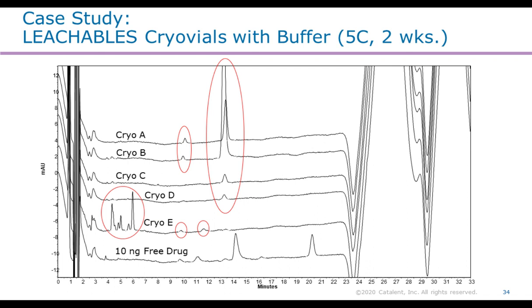The overlays on this slide show moderate leachable conditions from buffer in cryovials after 2 weeks at 5 degrees Celsius. 5C is a typical short-term storage condition for biologics. Here we see that cryo A and B show similar leachable conditions as the -80 in the previous slide. Cryo C and D show small peaks corresponding to the largest peaks in vial A and B at about 13 minutes. Cryo E has elevated peak levels from 4 to 7 minutes and the formation of new peaks at 10 and 12 minutes.